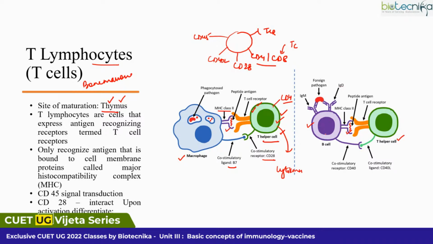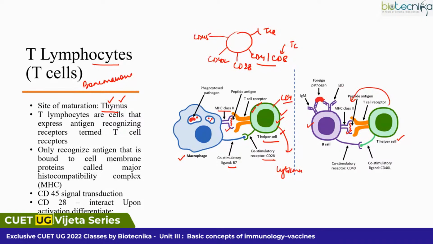Now, to activate the B cells, suppose the T helper cell got activated by these two interactions. First is the interaction with the antigen, and second is between B7 and CD28. So these T cells will release the cytokines. Now, when cytokines are released, the B cells will get activated. And to activate the B cell, this signal is also important.